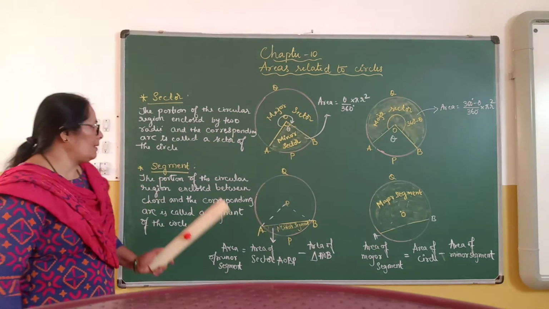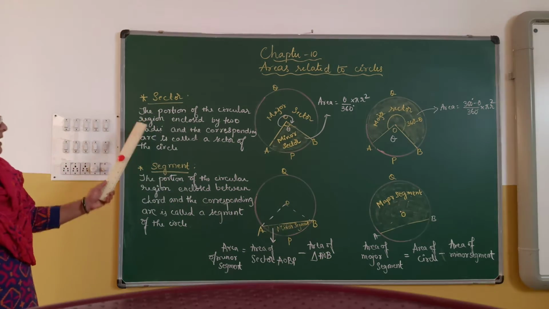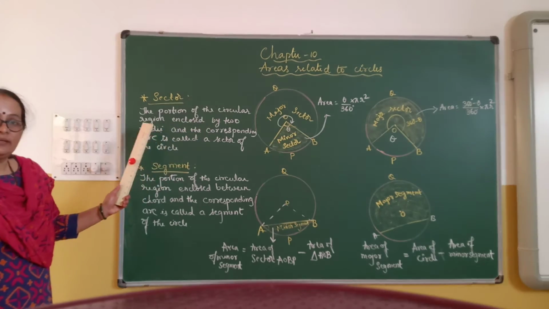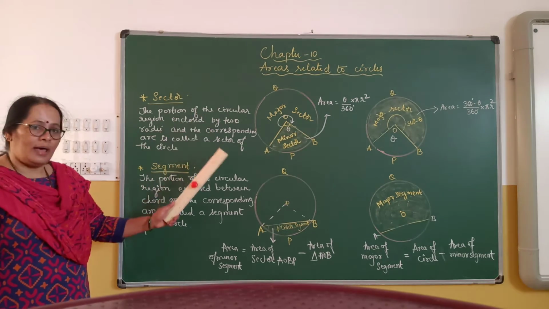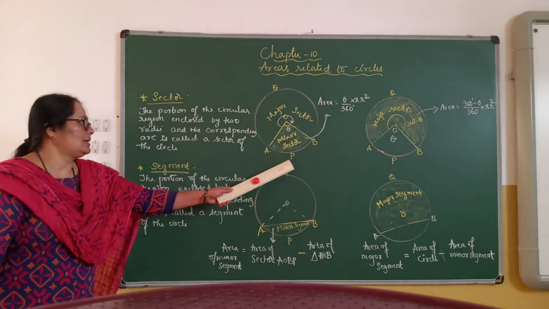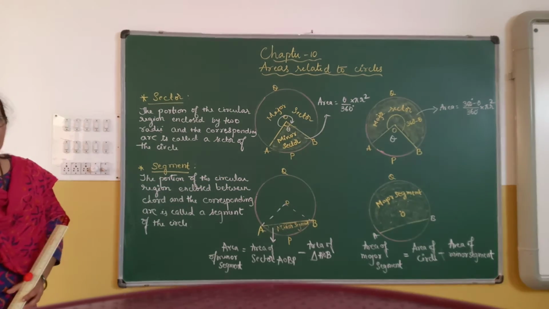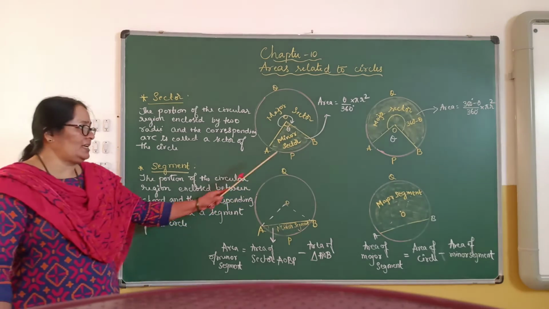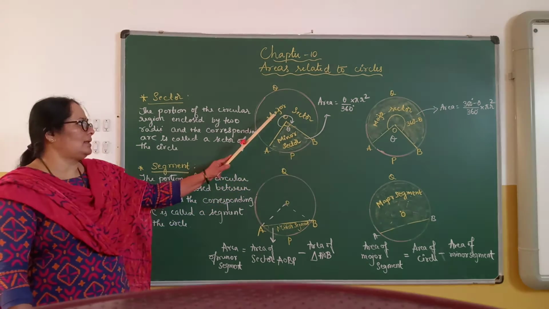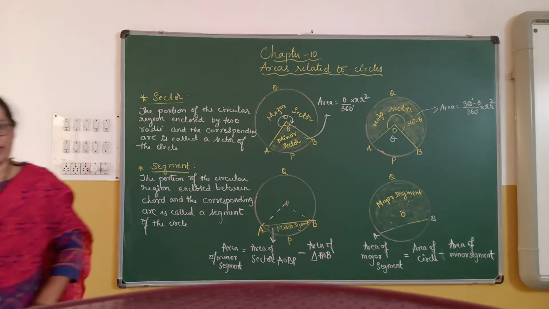So once again I repeat, what is a sector? It is a portion of the circular region enclosed by two radii and the corresponding arc of the circle. So this is called a sector. The smaller portion is the minor sector and the larger portion is the major sector.